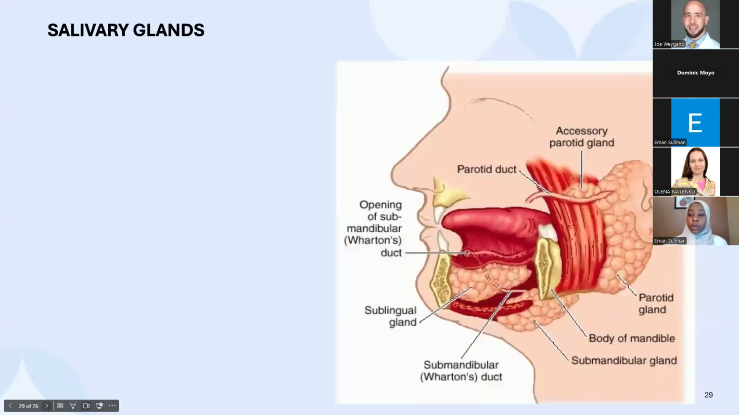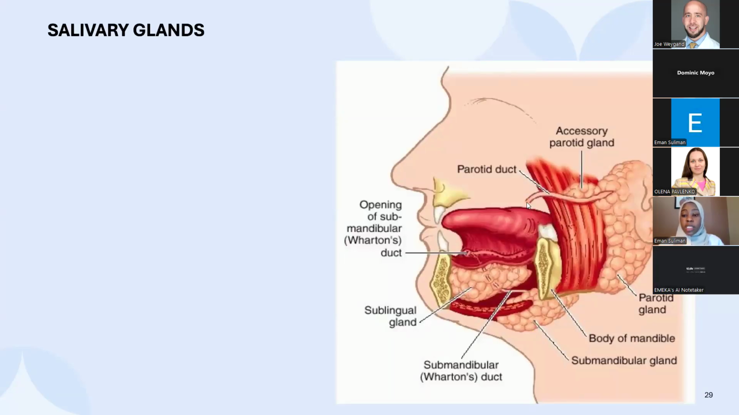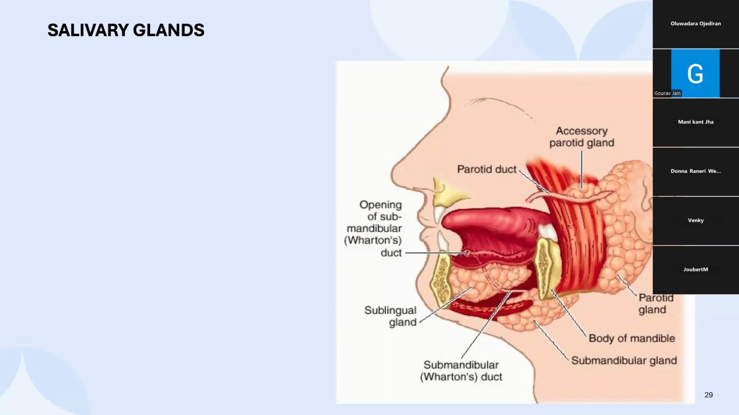Here are the glands again. The parotid gland is here in front of the ear, and the duct of the gland opens at the upper second molar tooth. It secretes saliva. It helps in digestion. And here we have the submandibular gland, and its duct opens at the floor of the mouth.